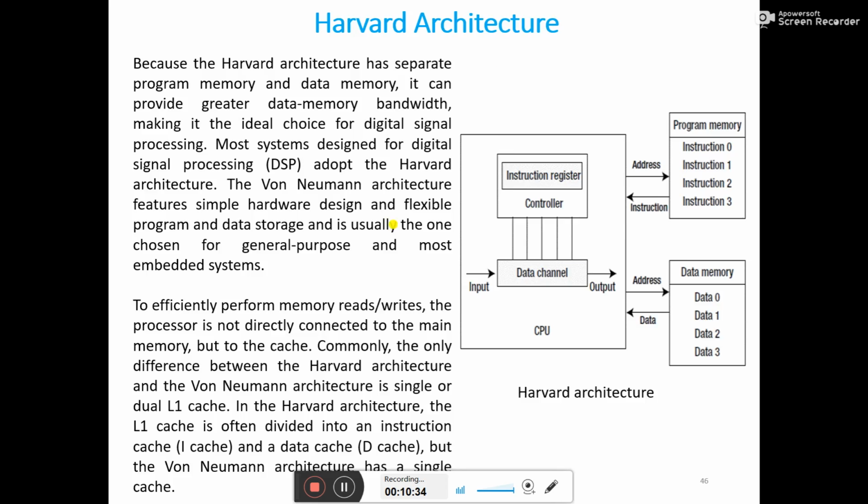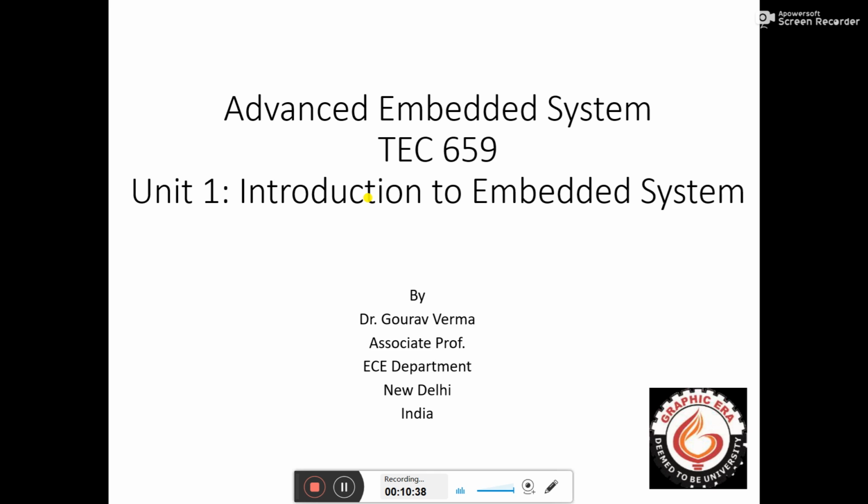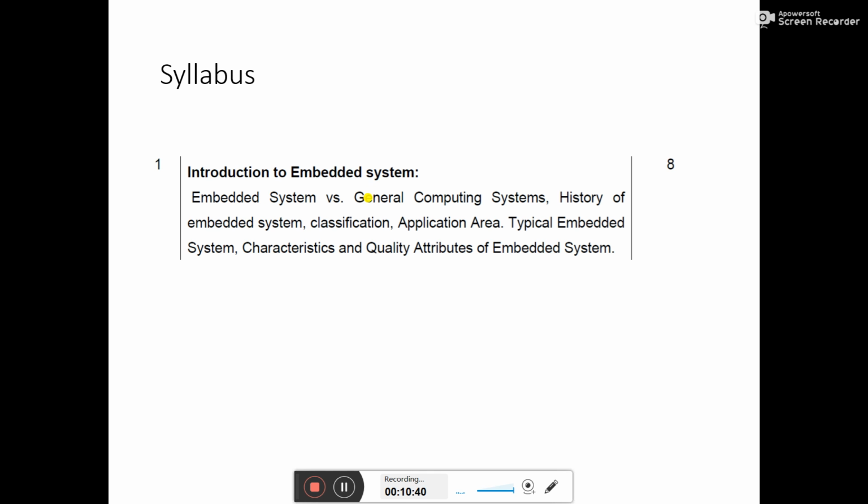In spite of this, I want to talk to you about your syllabus. So here is your syllabus. I have covered all the things in unit 1. I have covered embedded system versus general-purpose computing, history of embedded systems, classification of embedded systems, application areas of embedded systems, typical embedded system, and characteristics and quality attributes of embedded systems. So your unit 1 has been completed.